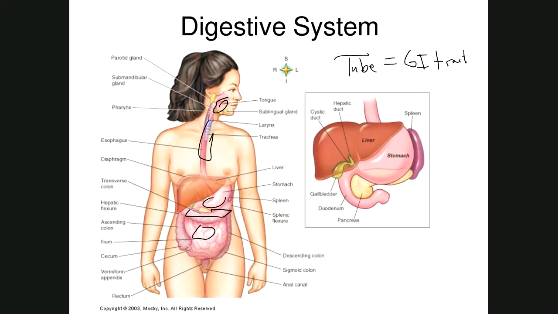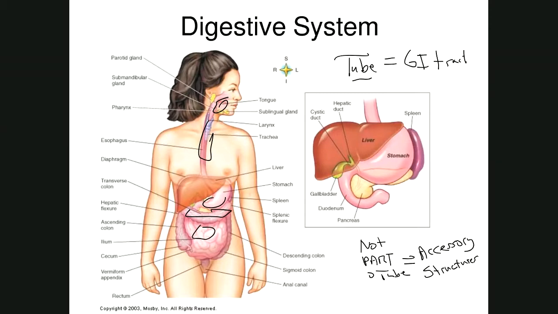But there are also organs that are not part of the tube. They're sort of off to the side. So if they're not part of the tube, they're called accessory structures. So accessory structures, not part of the tube, they're still important though. But these are going to be things like the teeth. They're going to be things like salivary glands. They're going to be the liver, the gallbladder, things like that.